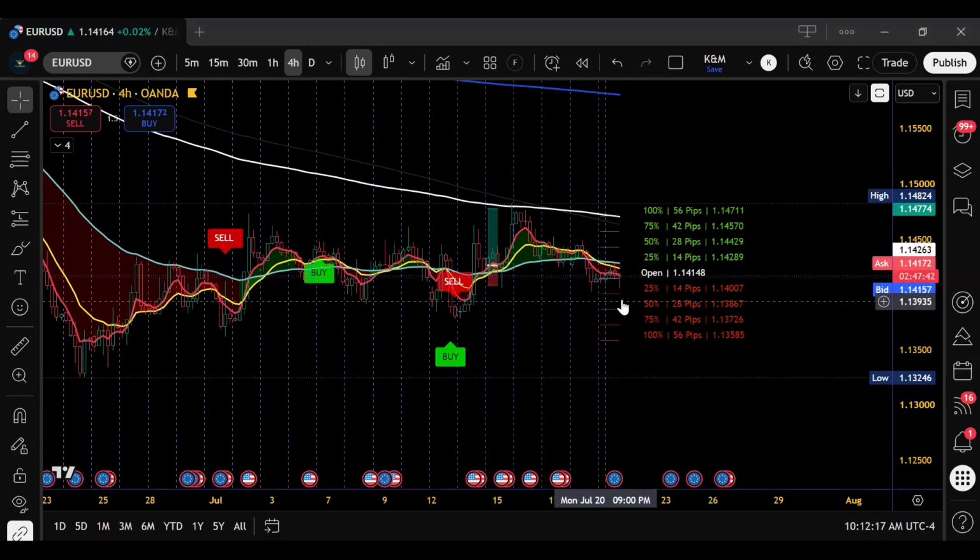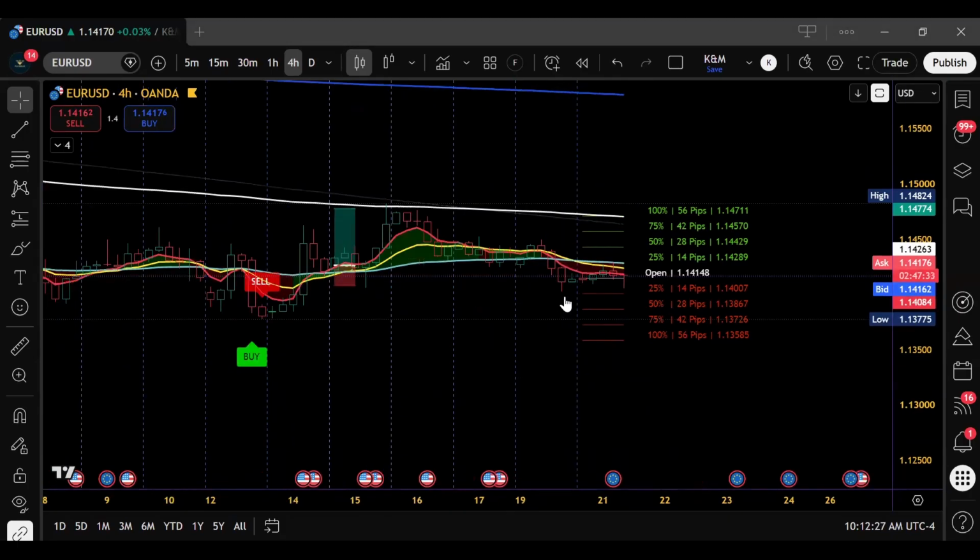So we're going to, what is today? Tuesday. We got Monday, Sunday, Friday. So what you're going to do is find the second to the last 4-hour candle. And then we're going to mark the high and low of that candle.